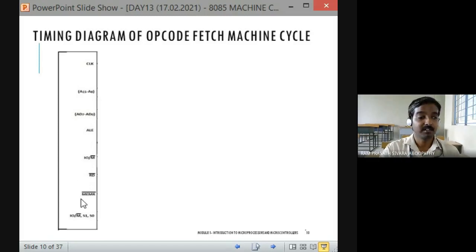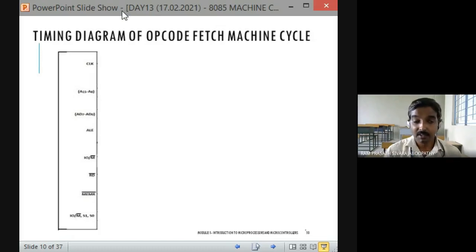Okay. Memory write signal, it is generated by the user externally. Memory read signal. Then the combination of all the status signals IO/M bar, S1, S0. See, these are the primary signals involved during the opcode fetch machine cycle. That's why we mention all these signals now. Fine. Now we'll go with the first clock pulse.